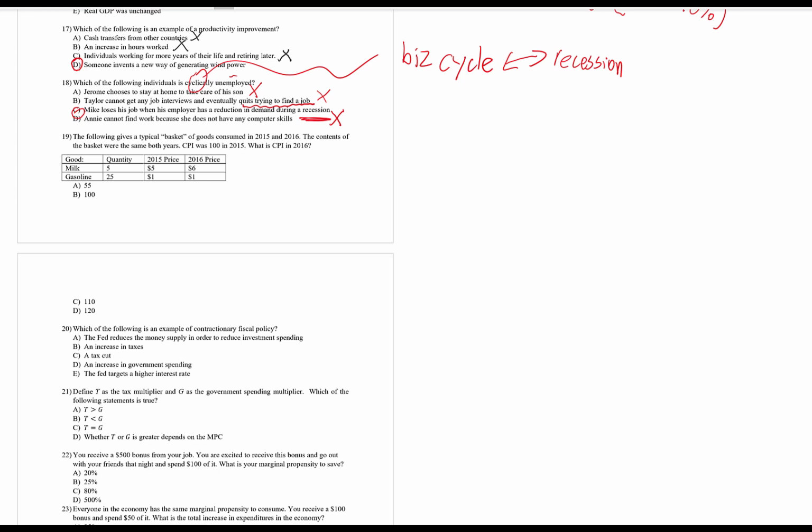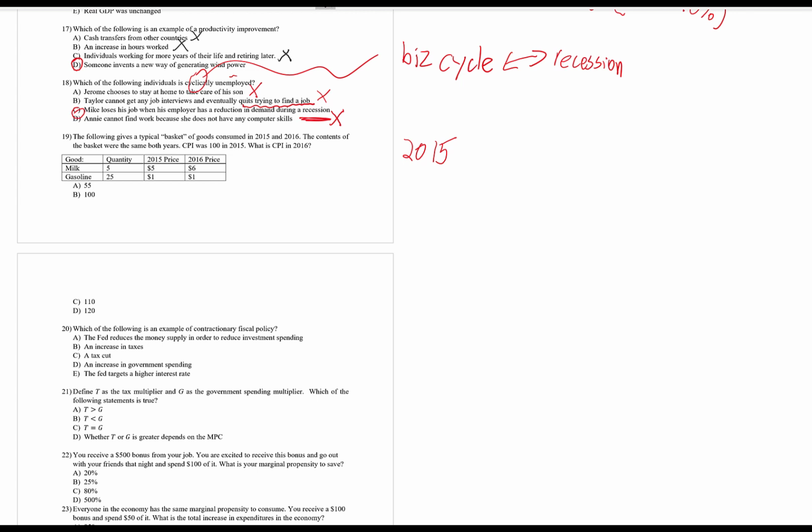So in order to calculate CPI, what we need to do is find the way that the price of a basket of goods changes for 2 different years. We generally will have our base year have a CPI of 100. So let's look at the price of a basket in 2015.